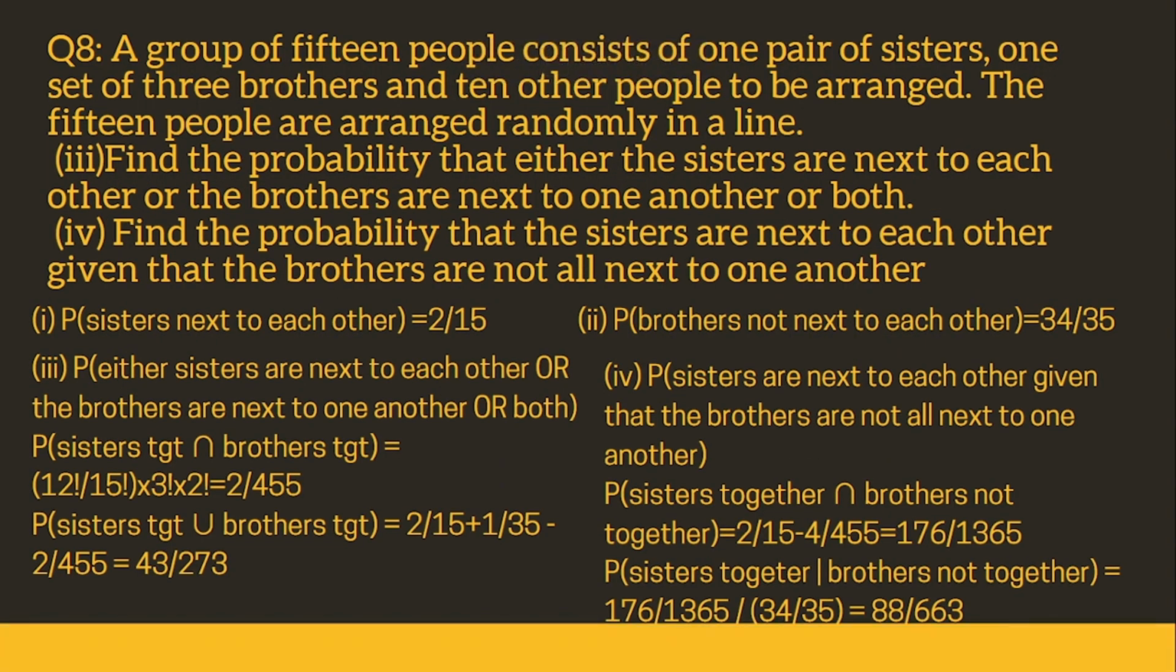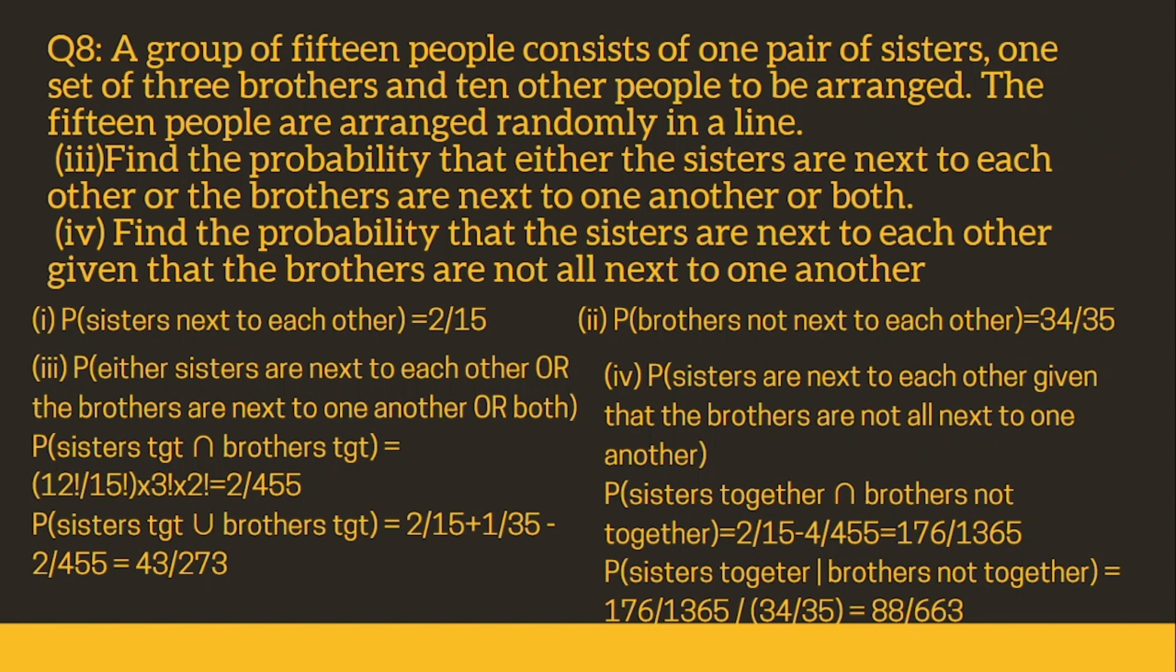Then for the next part, we have the probability of sisters next to each other being 2 over 15, and the probability that brothers are not next to each other, 34 over 35. Then for part 3, we want to find the probability that either the sisters are next to each other, or the brothers are next to each other, or both. In this case, it's kind of like having a union. So the union can have the intersection, it can have the sisters happening, or the brothers happening. This is why we will want to find the intersection first. Then afterwards, we can use the formula: probability sisters are together plus probability brothers are together minus the intersection.